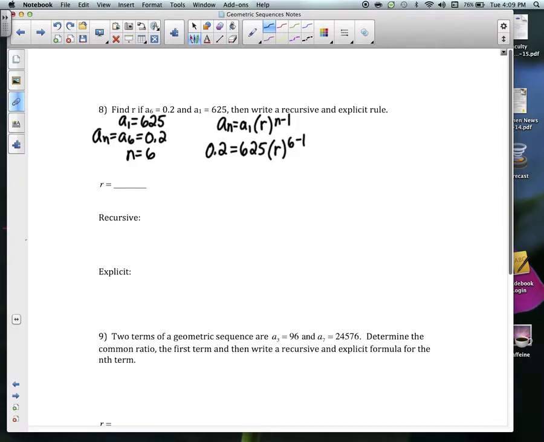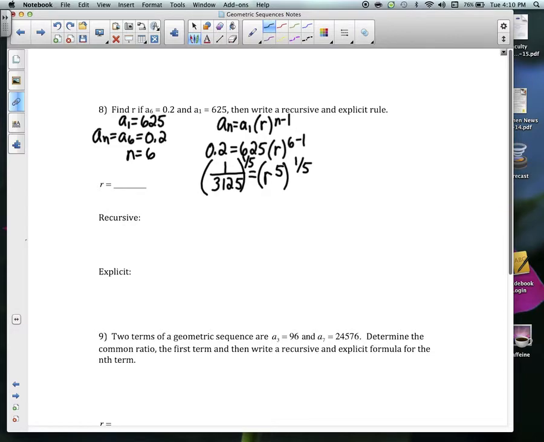Things you want to do for solving for this: first, divide both sides by 625. I'll subtract the exponents. Now when you divide, you want to keep it in fraction form. Although I guess if you didn't keep it in fraction, you could still get a correct answer. And we want to take the fifth root. Remember, taking the fifth root, another option is raising it to the 1/5 exponent. And that's probably easier to do in the calculator.